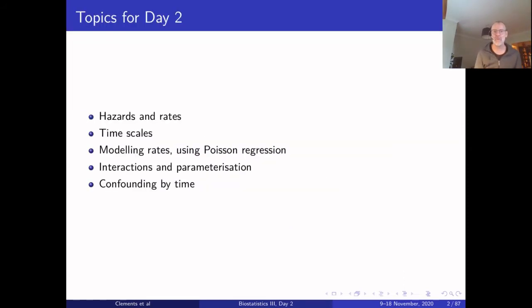On day 2, we will review hazards and rates. We'll have a discussion on different timescales. We'll talk about modeling rates using Poisson regression. We'll talk about adjustment for confounders, interactions, and re-parameterization for different contrasts. And then we'll also talk about confounding by time.